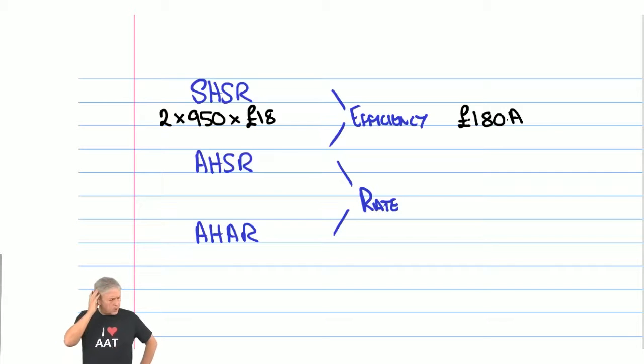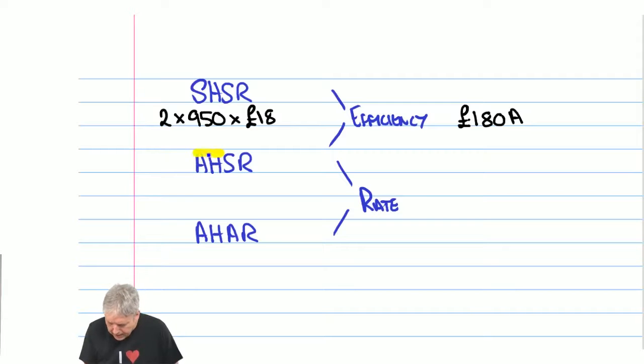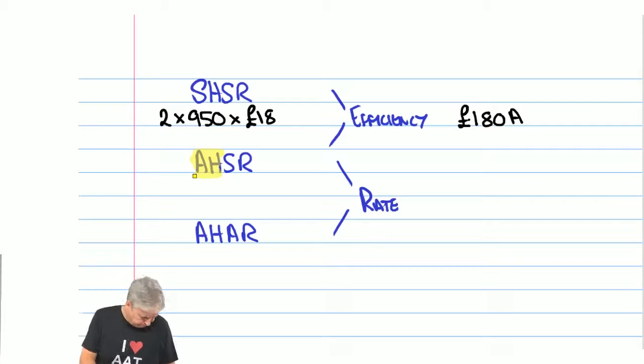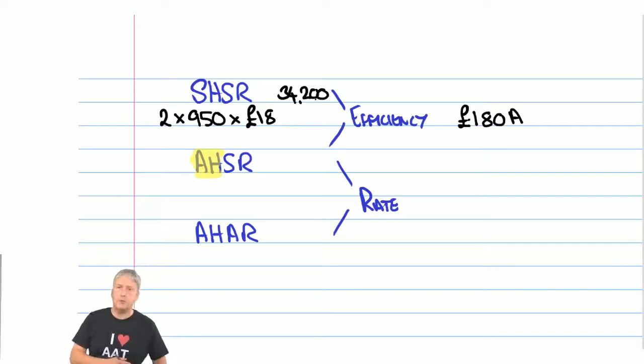And what were we trying to calculate? Well, I think we were trying to calculate the actual hours. So I've given you the full pro forma here, but we don't seem to need the rate information. We didn't have to do that, but I had that ready just in case it was required. So multiplying across the top, we get 34,200.